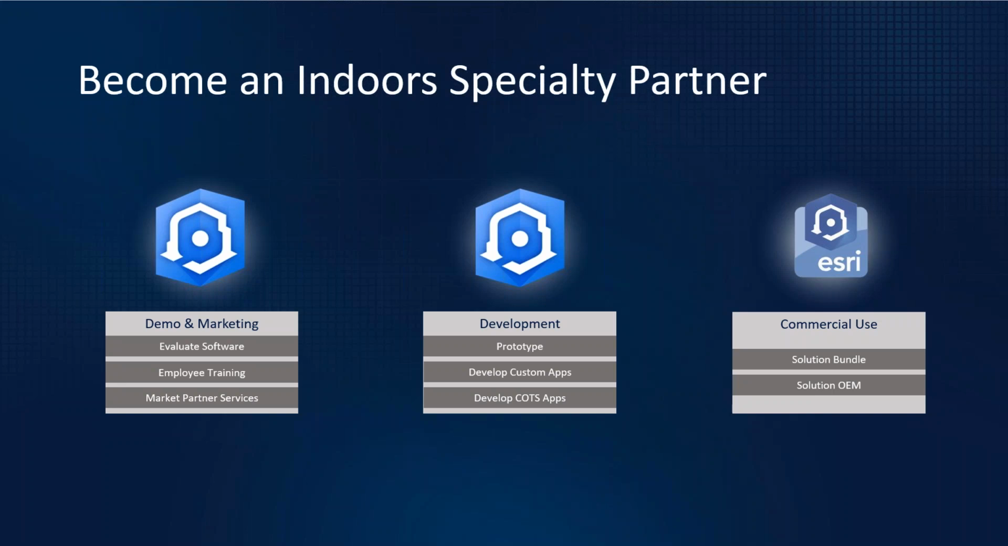We want to provide you with a free demonstration and marketing license, which allows you to evaluate the software. You'll get your hands on the information model. You can start training employees and understanding how the business model could work so that you can better complete your application for the specialty partner recognition. Now, you have to be in the process of applying for that indoor specialty partner in order to get that demo and marketing license. So that's just one thing to keep in mind.